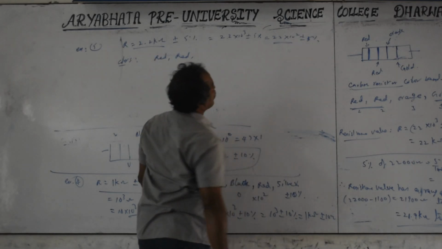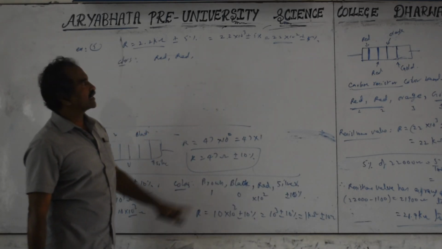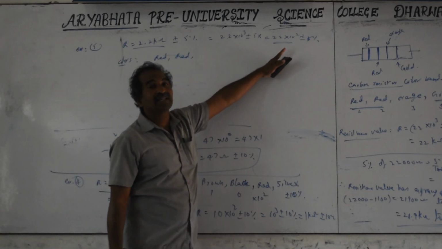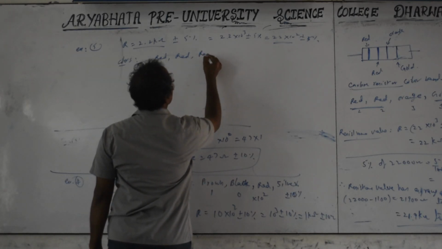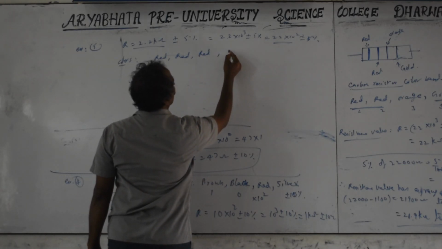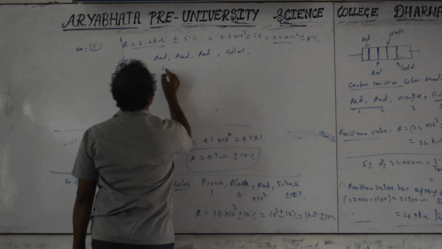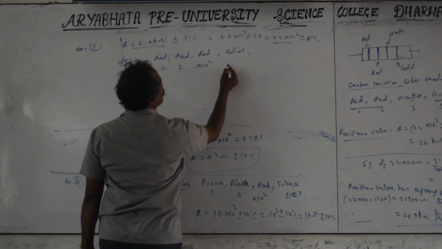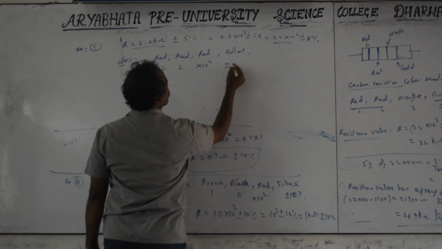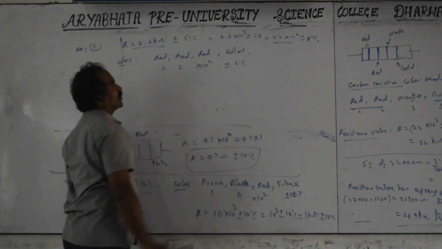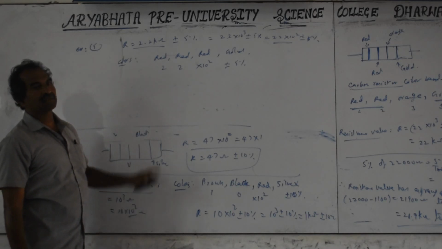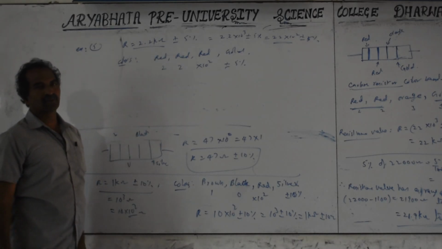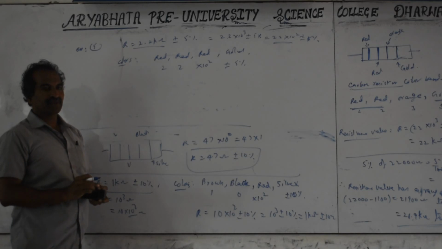Now we can verify the colors required. 2. Next, 10 to the power of 2 is required, which means red. So red and again red, and gold. 22 into 10 to the power of 2 plus or minus 5%. 22 into 10 to the power of 2 is 2200 ohms. 2200 ohms can be written as 2.2 kilo ohms. Like that you must be able to write the values.